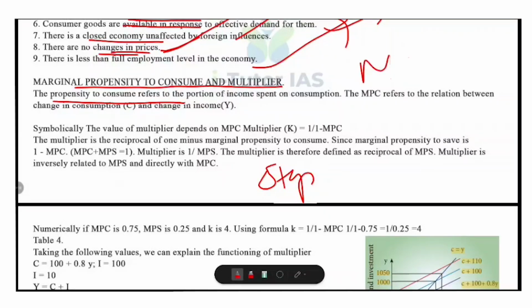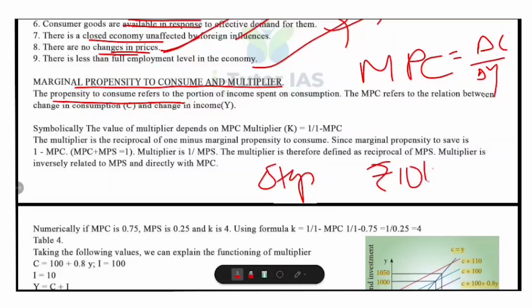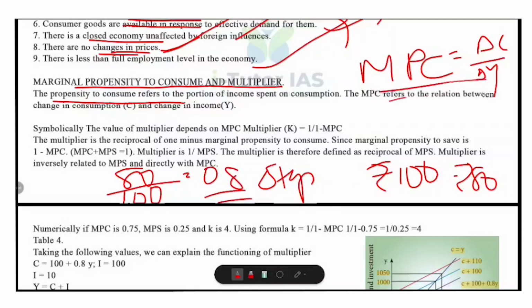Then what is meant by marginal propensity to consume? Marginal propensity to consume measures the ratio of change in consumption to change in income. That is, MPC is equal to delta C by delta Y. For example, if your income rises by ₹100 and your consumption rises by ₹80, then MPC is equal to delta C, that is 80 divided by 100, and that is equal to 0.8. So that is what MPC is called. We have covered the topic propensity to consume, then MPC and the equation for MPC.